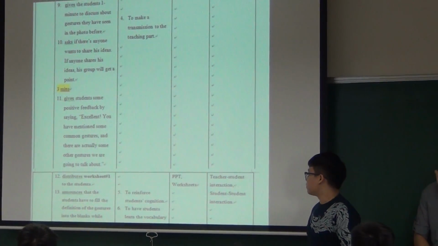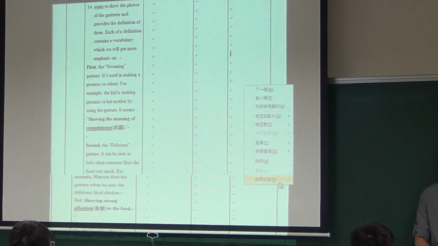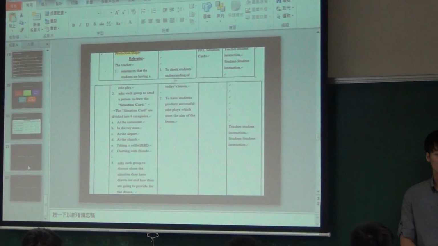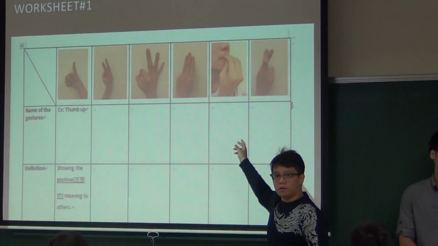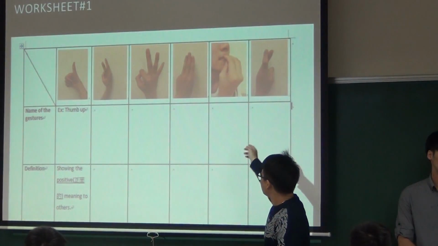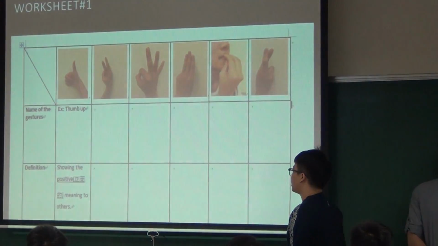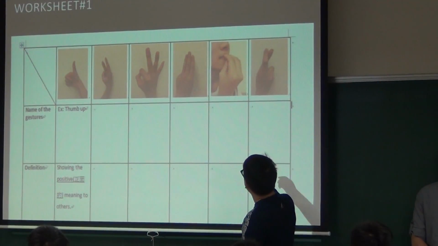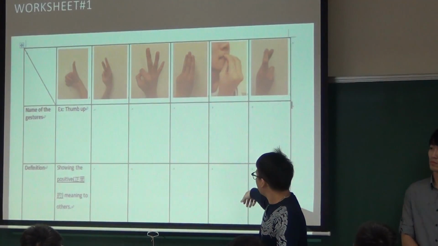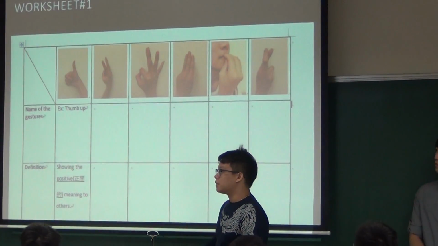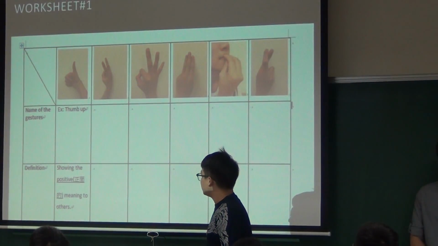So first of all, we will distribute worksheet number one. So this is our worksheet number one. We provide a photo of a gesture which is shot by us, and the name of the gesture. During the teaching, we will ask them to write down the name of the gesture. For example, this means delicious. So they have to write delicious here. And we'll provide the standard definition of the gesture, and we'll provide an example showing the positive meaning for others.